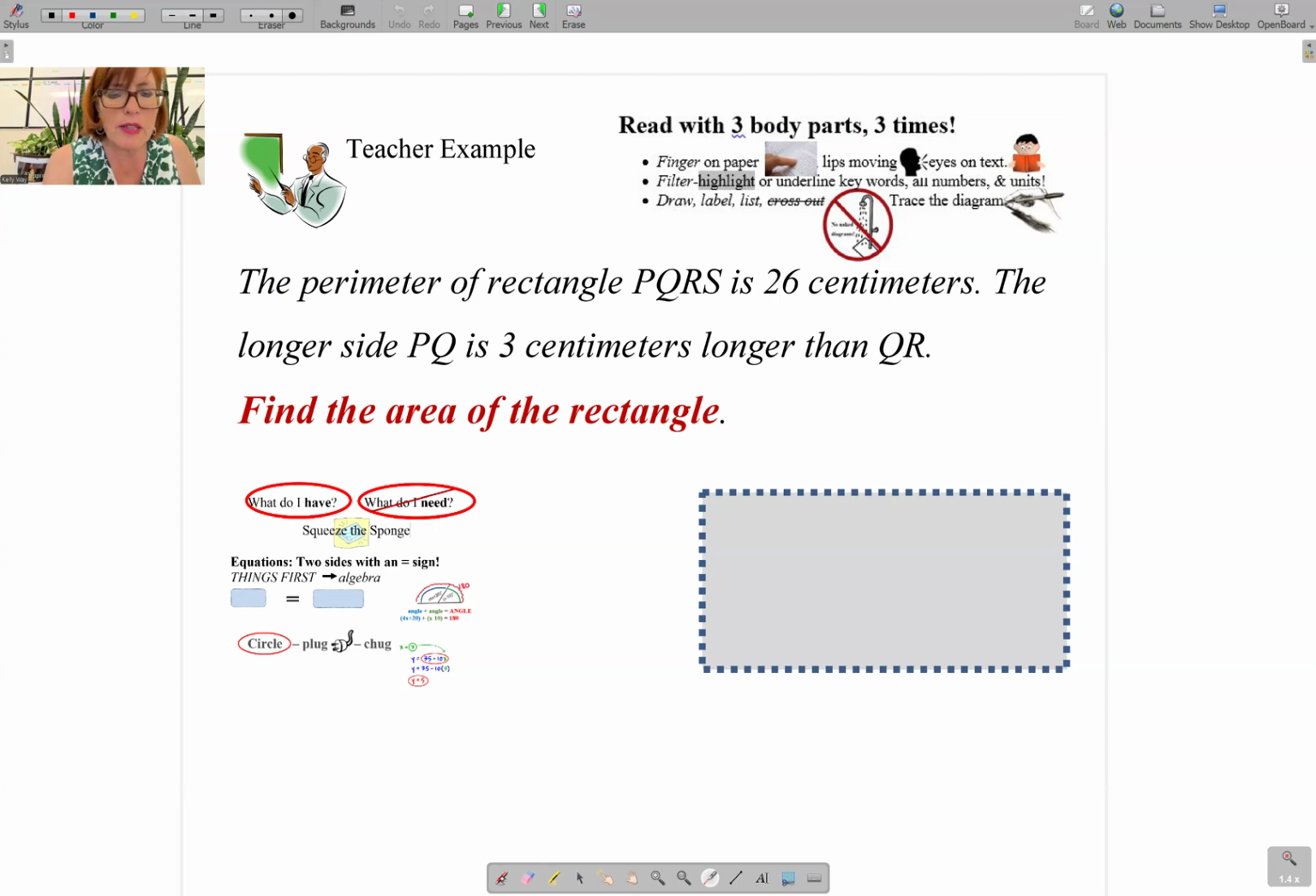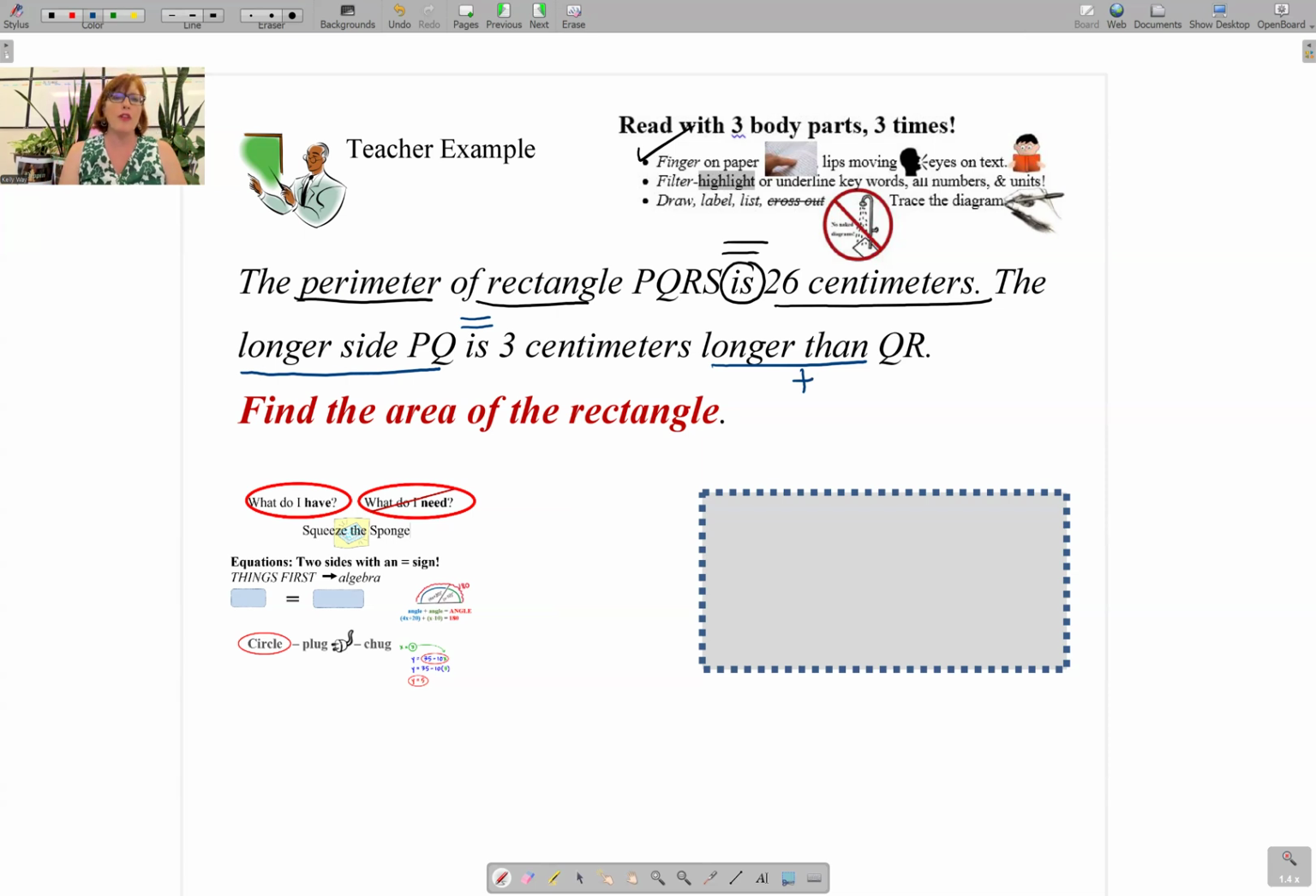That's number 1. That's this. Now we filter. Key information, underline or highlight key information. It says the perimeter of the rectangle is 26 centimeters. There is an equal sign. So watch out for is, are, was, were. That's an equal sign. The longer side is 3 centimeters longer than QR. Is a plus concept, not times. Find the area.